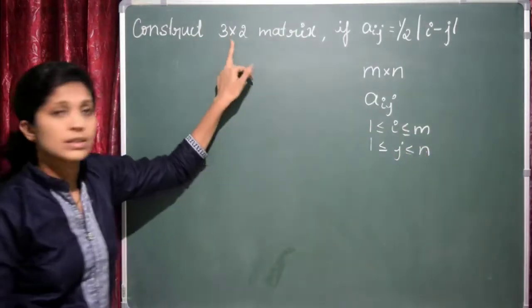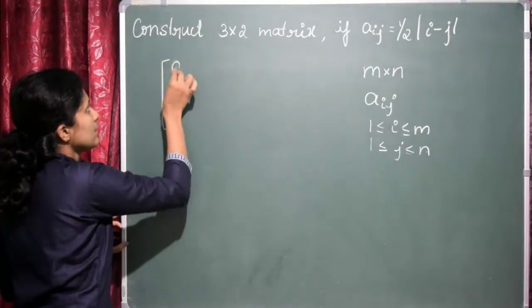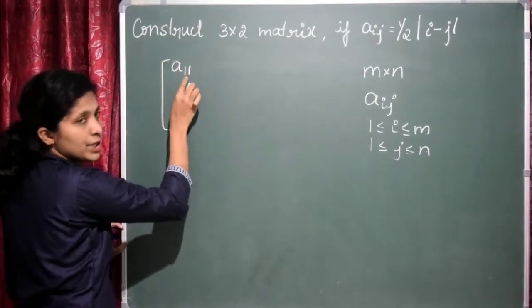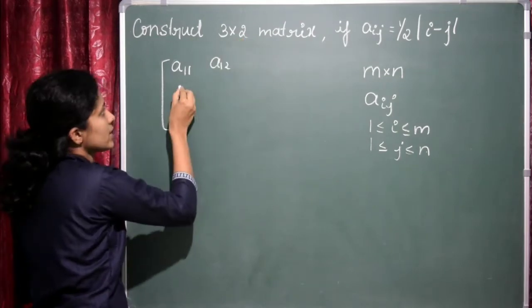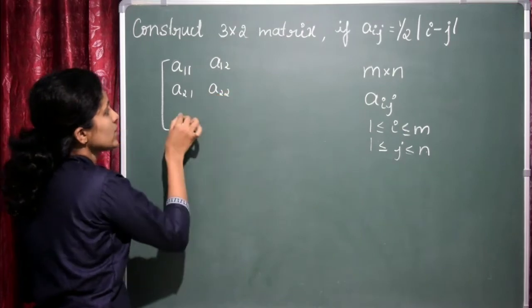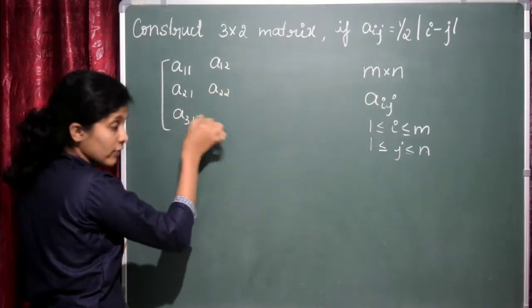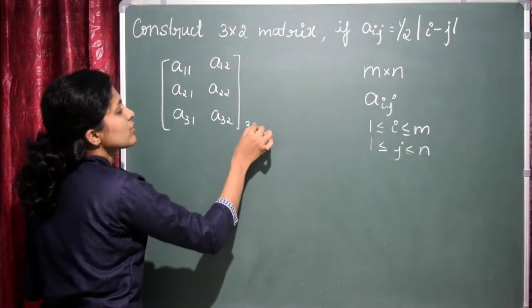Now you have to construct the matrix 3 by 2. So what will be the matrix? First we will write, first element will be A11, that is element in the first row, first column. Then A12, because there are only 2 columns. Then it is A21 and A22. Then this will be A31 and this is A32. So this is a matrix of order 3 by 2.